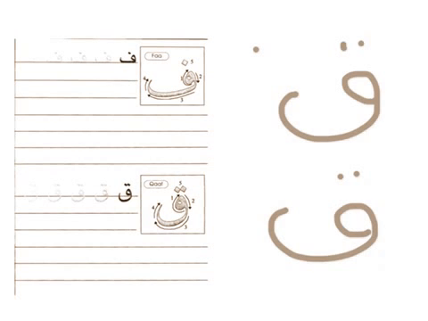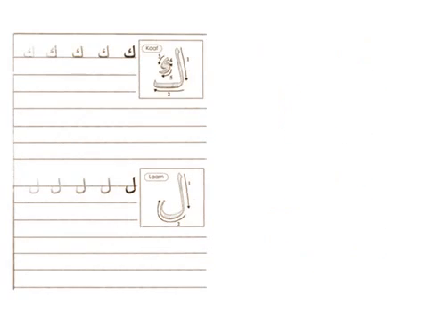Fa and qaf. On the next page, we're going to write the letters kaf and lam. Kaf and lam. The letter kaf is a tall letter. It starts about 3/4 of the way up the line.